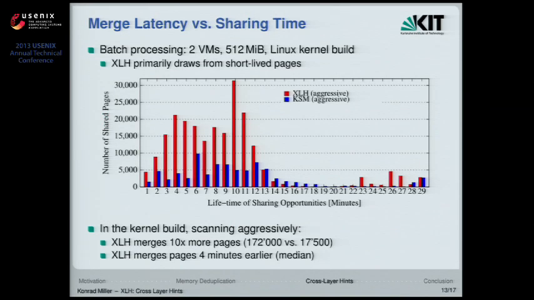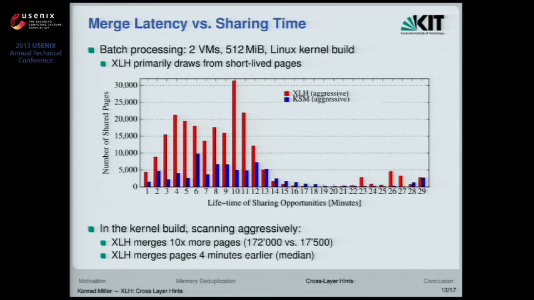As I mentioned earlier, the idea is that we want to find short-lived sharing opportunities in addition to the long-lived sharing opportunities that were already found by KSM. When you look at the distribution of sharing times in the two systems, you can see that this is actually the case in our system. The red bars are much higher in the short-lived area.